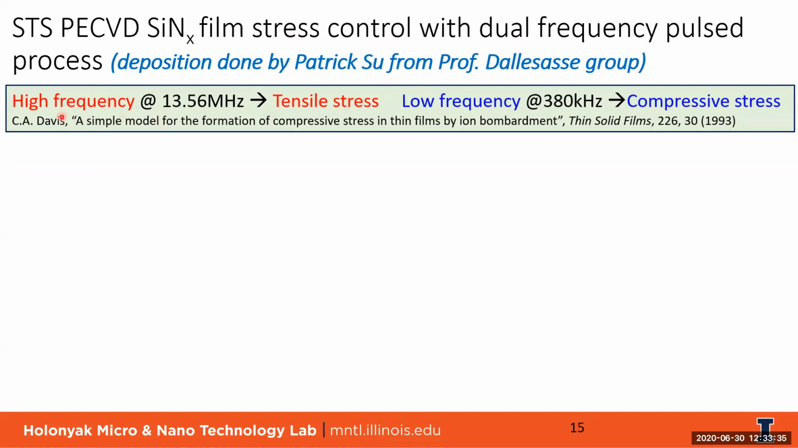So basically, for high frequency, most PECVD use 13.56 megahertz. You will create tensile stress.